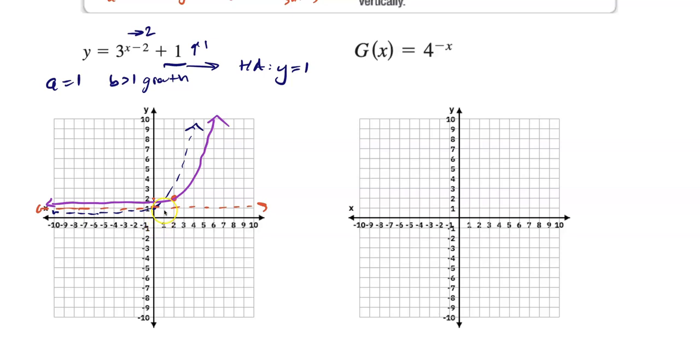If I was doing domain, we'd say negative infinity, positive infinity. Range would be from 1 to infinity. Next one, 4, 0. So same idea. A is 1. B is greater than 1, so it is a growth initially. We'll talk about that. And then plus 0. So my y-intercept, my horizontal asymptote, is at y equals 0. So y equals 0. Right here is my asymptote. My a is 1. We're going to cross that 1.